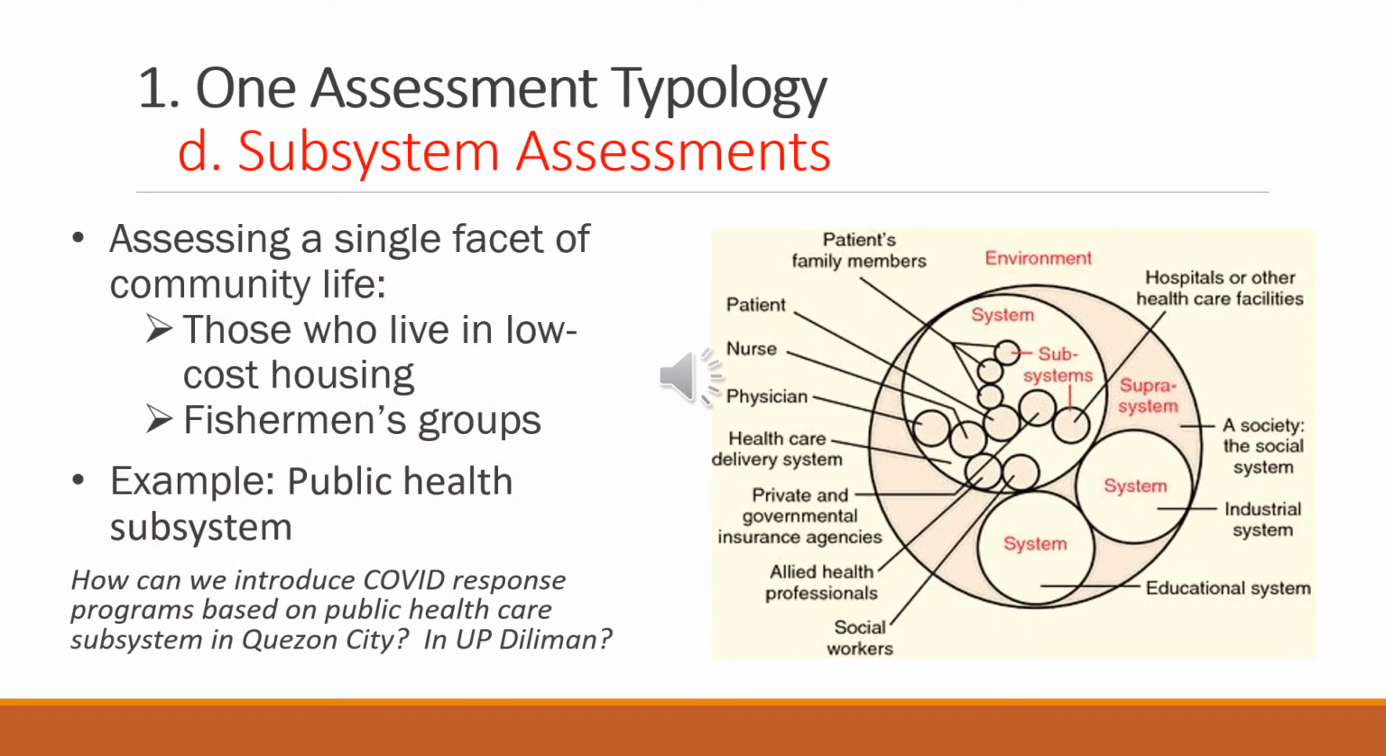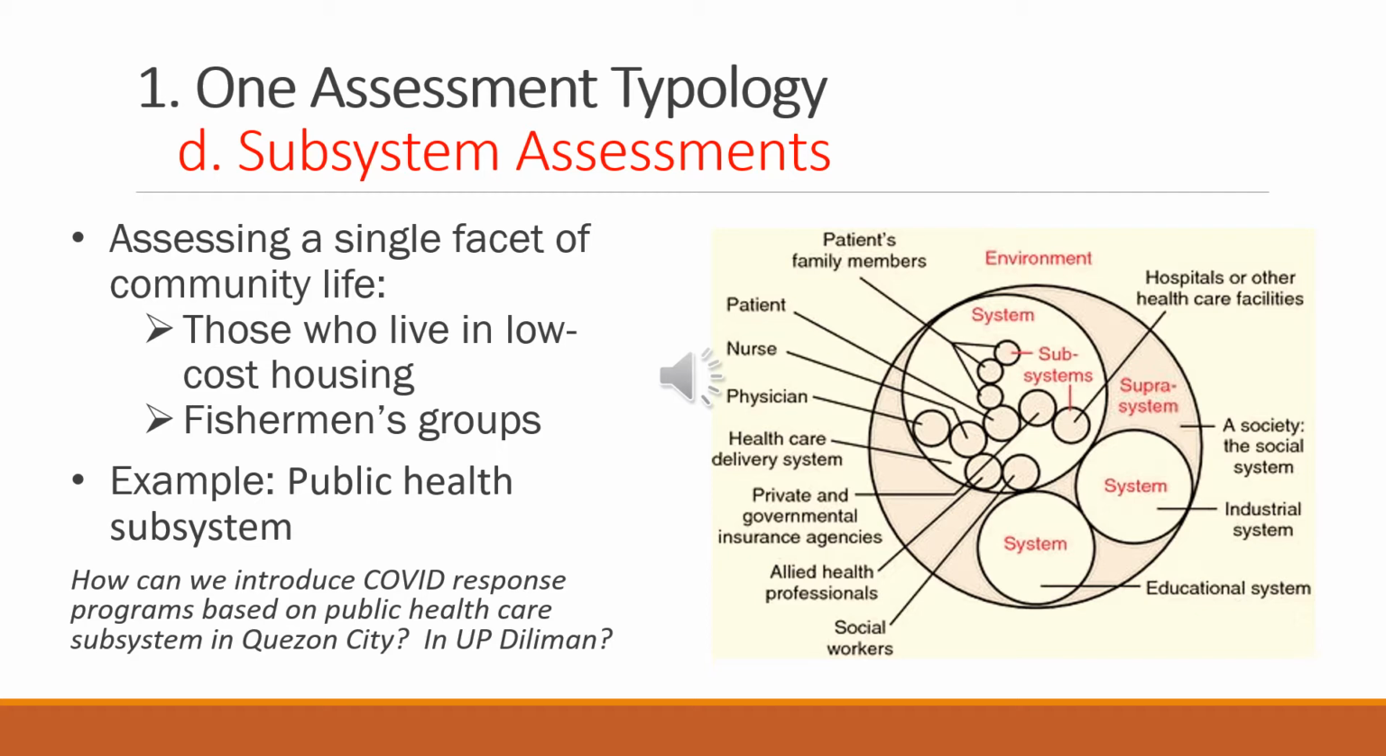Ang pinakahuling category under one assessment typology is the subsystem assessments. Alam naman natin na if we go to the community, may iba-ibang subsystems dito. For example, there are those who live in low-cost housing and those who live in posh subdivisions. Sa isang rural community, meron ding mga grupo ng mga fishermen, meron ding grupo ng mga magsasaka. So itong subsystem assessments focuses on a single facet of community life. Isang halimbawa yung public health subsystem.